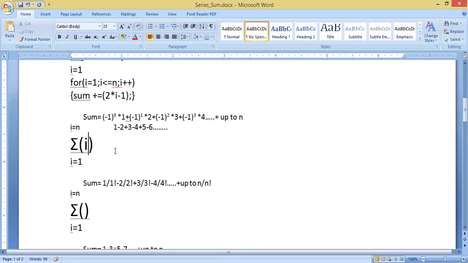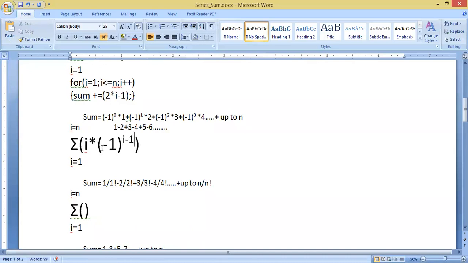So I can write here i into something in representation of minus 1. I'll write minus 1, and I'll raise the power over here. How can I raise here minus 1? If I have started from 1 to n, then it should start with i minus 1. If I write here i minus 1, then the first term will be, because i is starting from 1, i will be 1. Then the power will be minus 1 to the power 0. So the first term is 1.